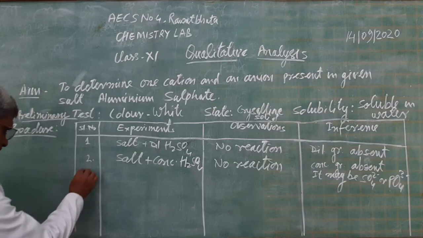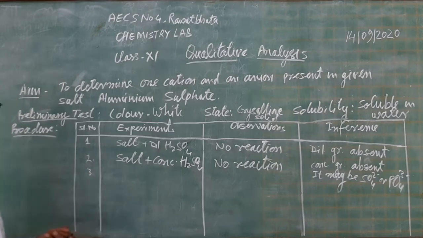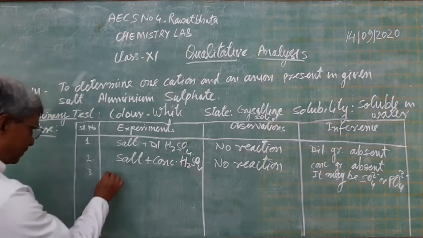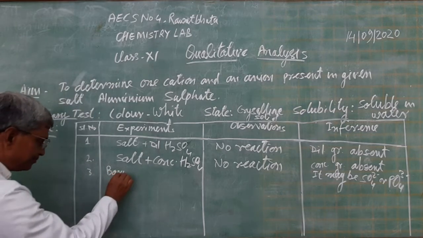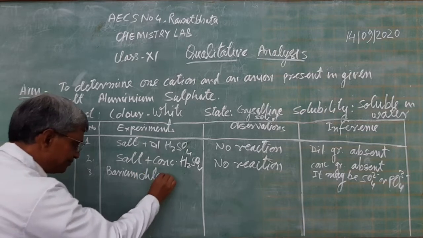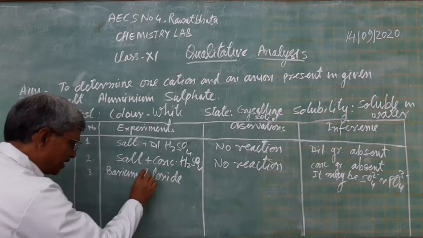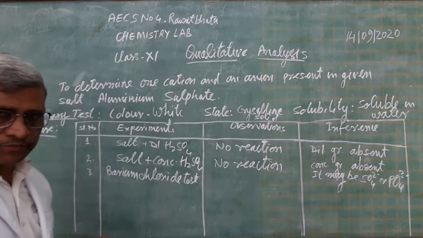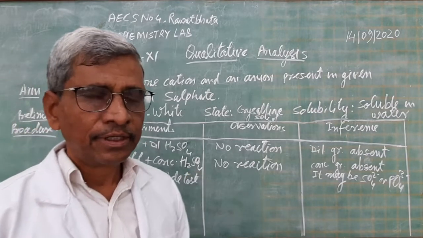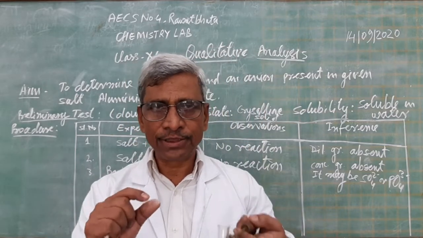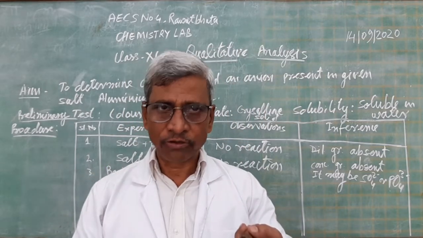Here, serial number 3. This test is called the barium chloride test. What do we have to do in this test? We have to take an aqueous solution of the salt: take a small amount of salt, add water, and dissolve it completely.